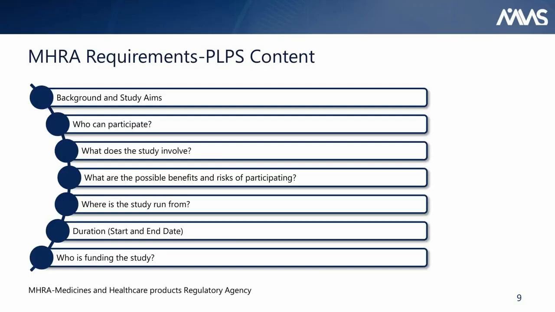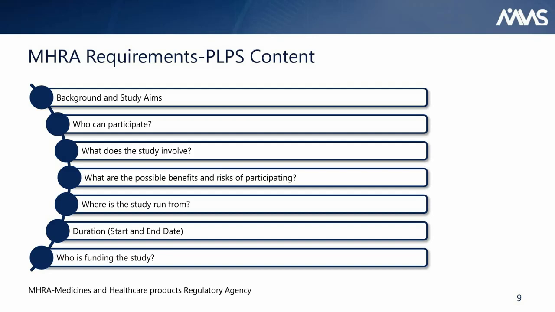As per MHRA requirements, PLPS content includes these sections: background and study aims. This includes a brief description of the disease or area of the study and about the objectives and aims of the study. Who can participate? This must include the age range and gender of the participants, whether they can participate if they have a certain condition or should they be healthy volunteers. What does the study involve? This section should answer a couple of questions like what interventions will be compared? Will all the participants receive the same treatment? What measurements will be taken?